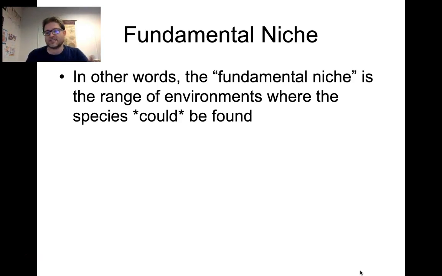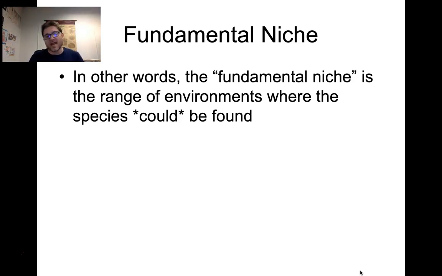maybe a particular species of ant could be found in cooler temperatures, but in those cooler temperatures, there's a frog that eats those ants. So even though the environment is hospitable to the ants at those colder temperatures, within those colder temperatures you find this frog that eats the ants, so they aren't actually found in that environment. So the fundamental niche tells you the environments within which a species could be found. It doesn't necessarily tell you that they will be found there.